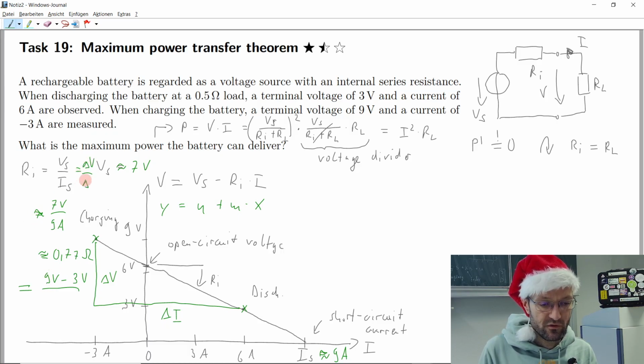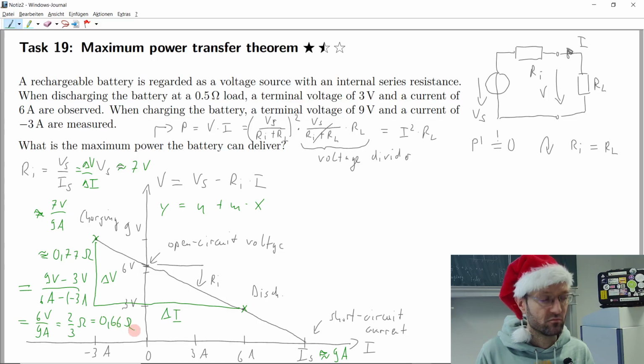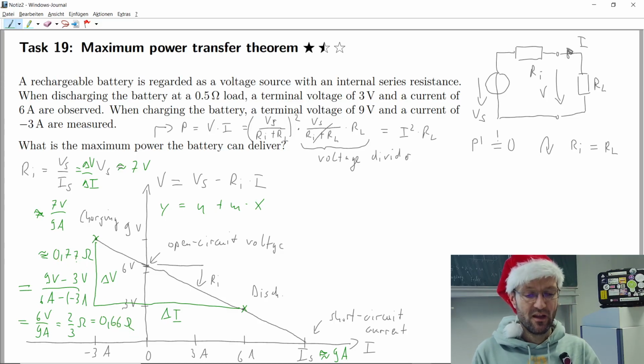Delta voltage divided by delta current, and 9 minus 3 is 6. And here we have 6 minus 3, 6 ampere minus 3 ampere. So this is 6 volt, this is 9 ampere, so we get 2/3 of an ohm, and this is at the end 0.66 ohm, not 0.77.